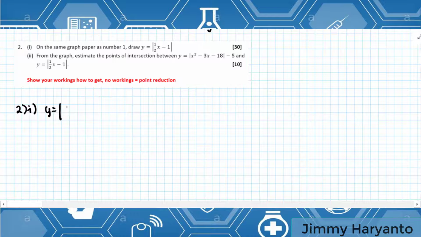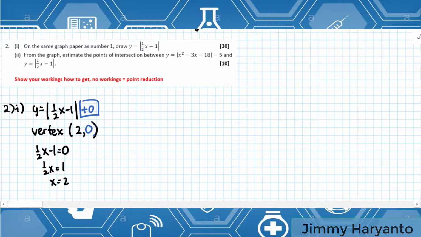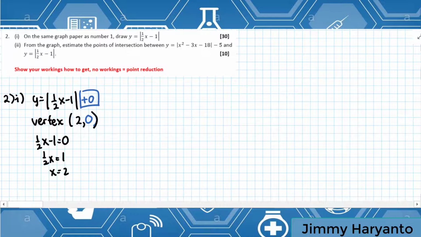y equals the absolute value of half x minus 1. So we can find the vertex. The vertex is where half x minus 1 equals 0, half x equals 1, x equals 2. So the vertex will be 2, and the constant is 0. So the vertex is 2, 0. A linear absolute function doesn't have turning points, so you don't have to find turning points.